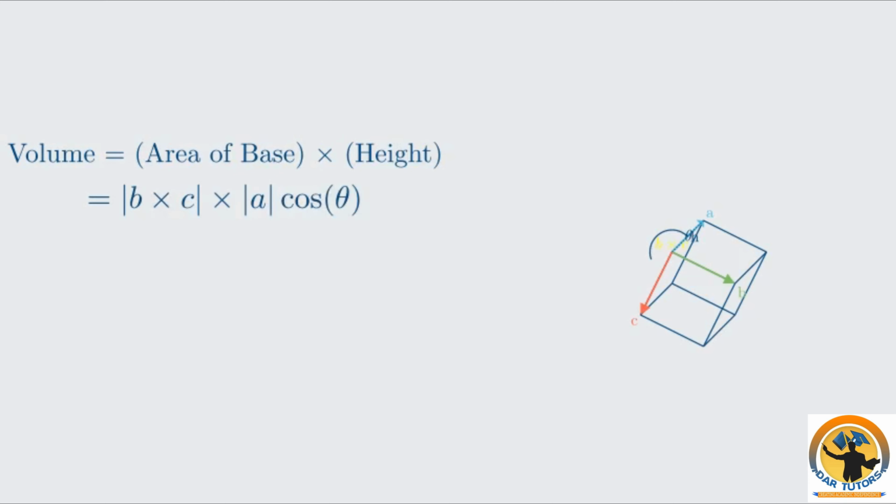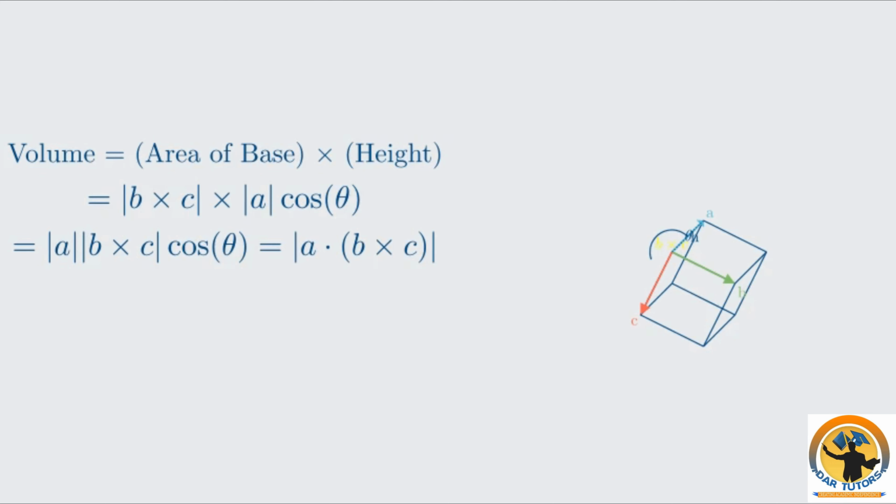The height of the parallelepiped is the component of vector A that is perpendicular to the base. This height is given by the magnitude of A times the cosine of the angle between A and the normal to the base, which is B cross C. The volume is then the base area times the height, which simplifies to the absolute value of A dot B cross C.